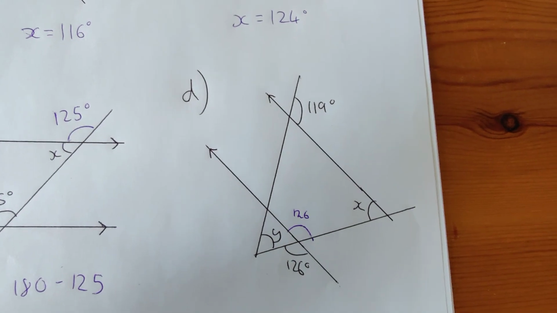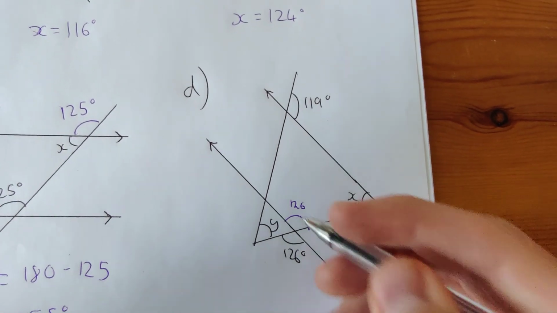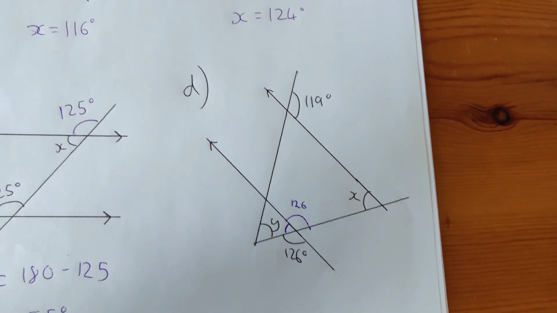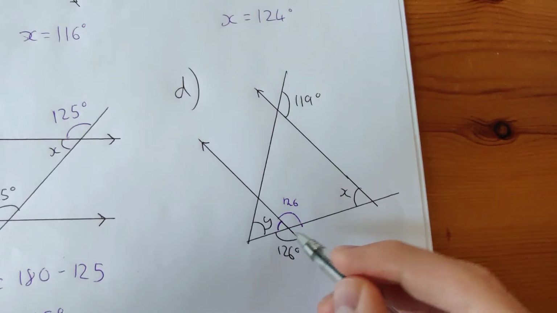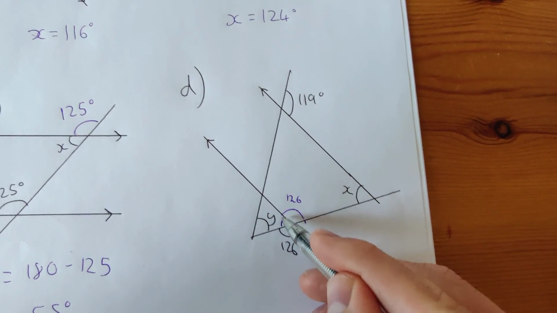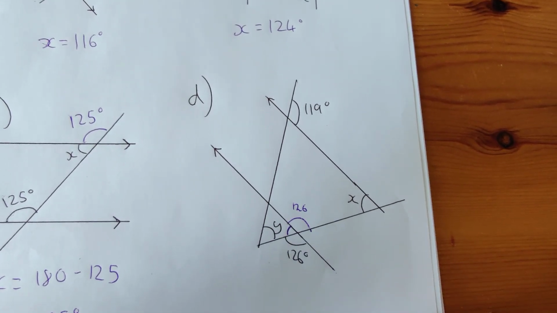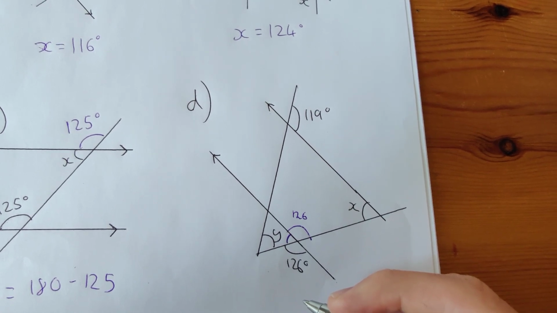And as I go on, I can just work out more and more angles until I can work out X and Y. I could also work out that this little angle here must be 54 degrees because it's on a straight line with my 126. This is a straight line here. Those two angles must add up to 180, so that little one there must be 54 degrees.